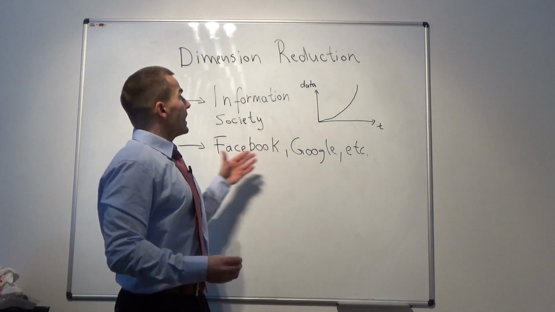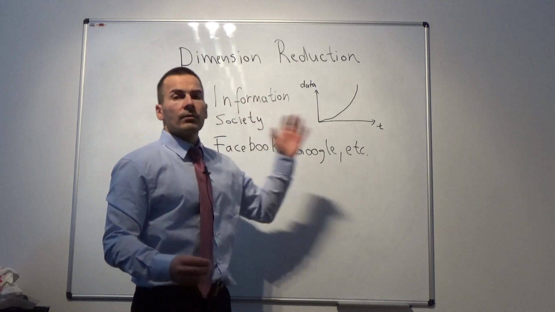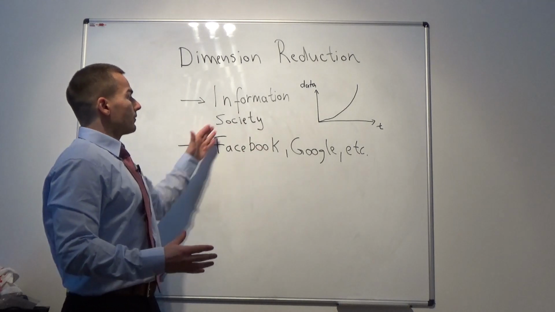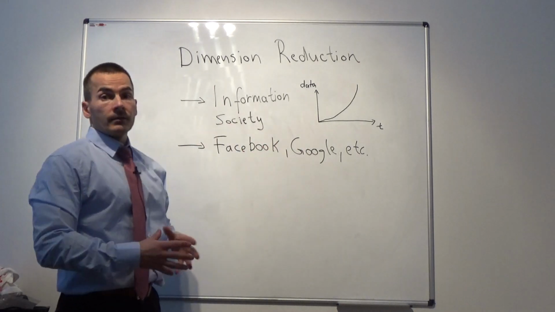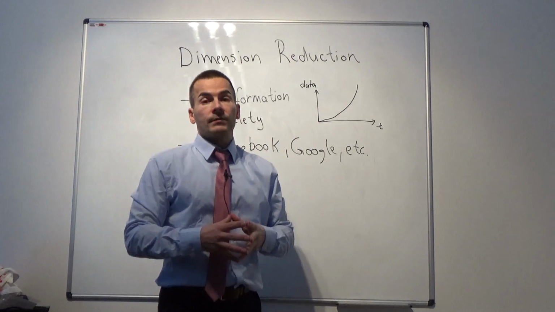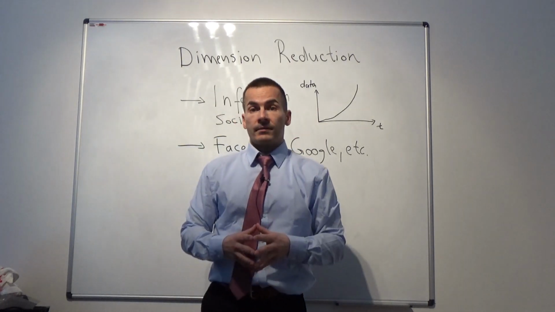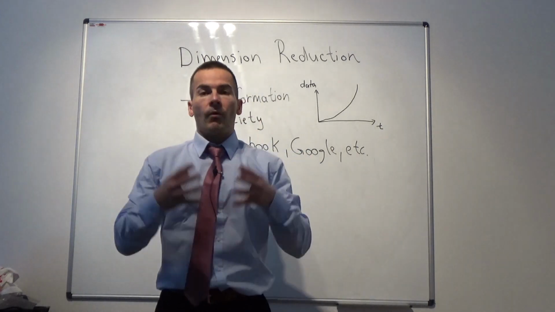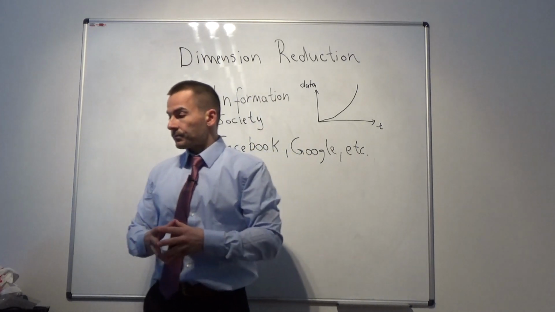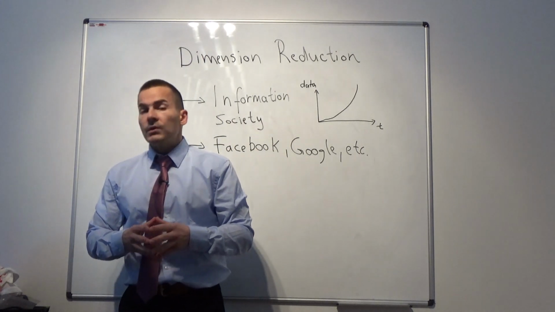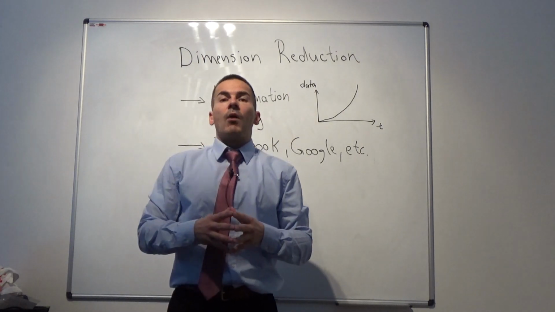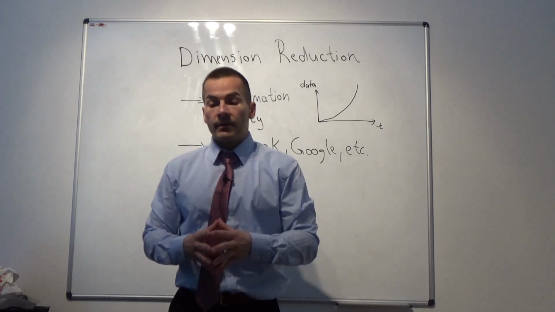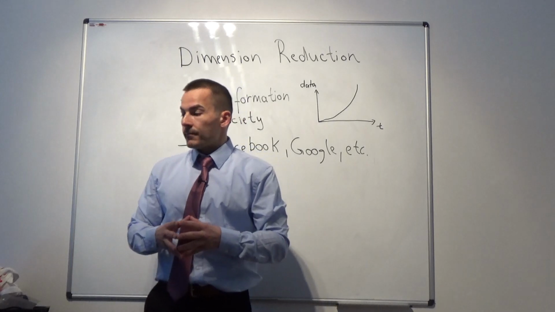So we live in an information society, but there are also other types of information. For instance, think about firms such as Facebook or Google. These firms have a huge amount of data, often personal data, from individuals who make different posts on Facebook, for instance, or Instagram. So we have a huge amount of data, and somehow we need to deal with it. And there is where dimension reduction comes into play.